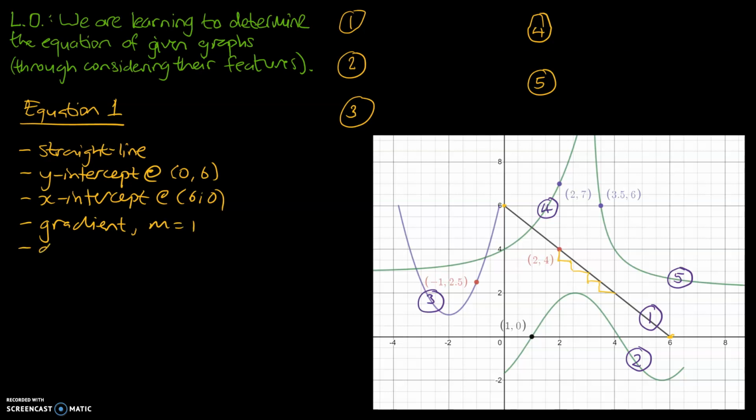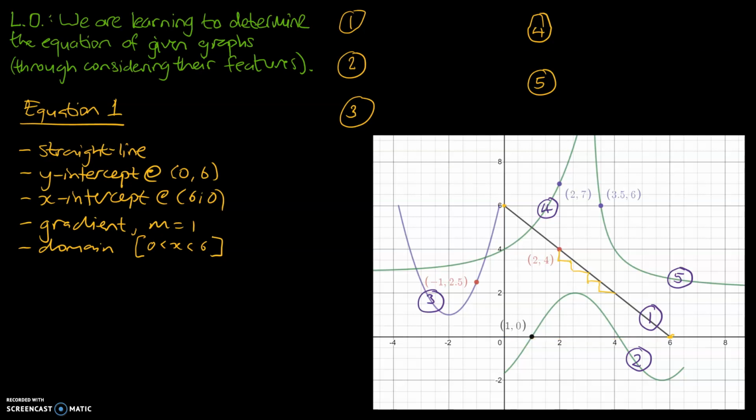And the other thing I'd like to note is that it has a domain that's been limited. And that domain sits between 0 and 6 for the x value. So if you're looking at this thing here, in theory it should go over, but we've stopped it at 6. And it should carry on that way, but we've stopped it at 6 as well.